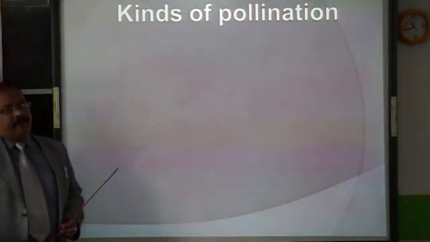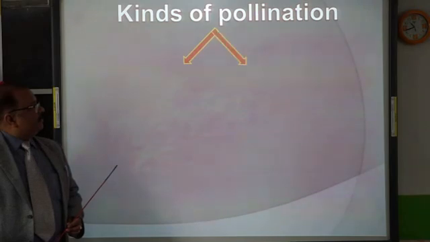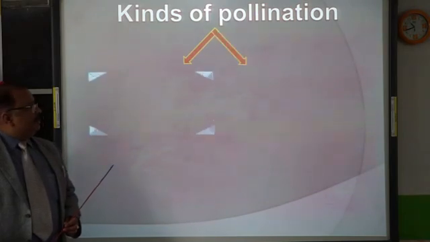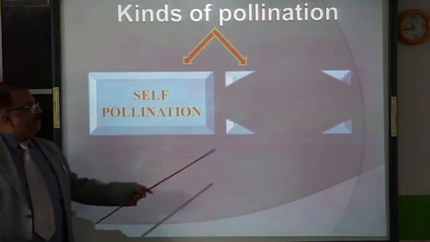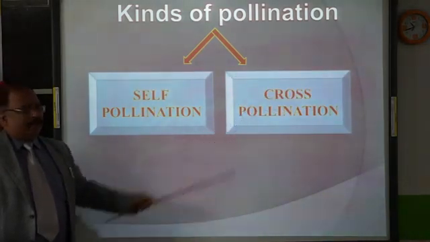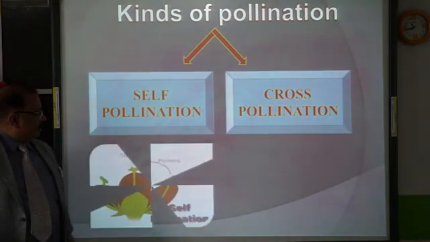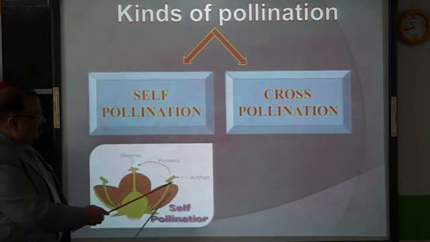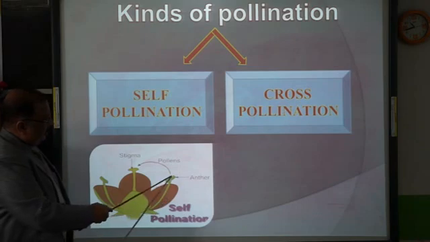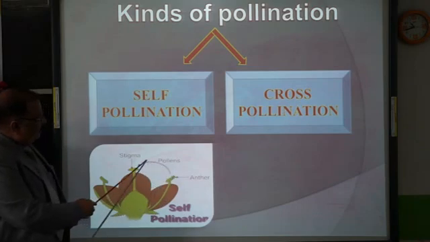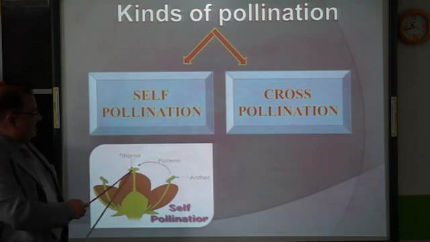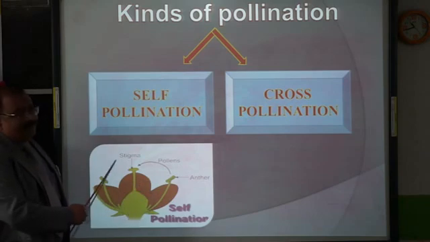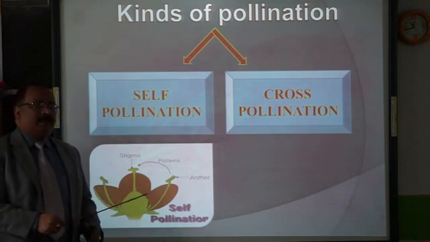Now types of pollination. So there are 2 types of pollination. The first one is self-pollination and the other one is cross-pollination. Self-pollination you can see here. This is the anther. Okay. So from anther to the stigma, these pollen grains are being transferred to stigma, which is the female part. Okay. Of the same flower or another flower of the same plant.